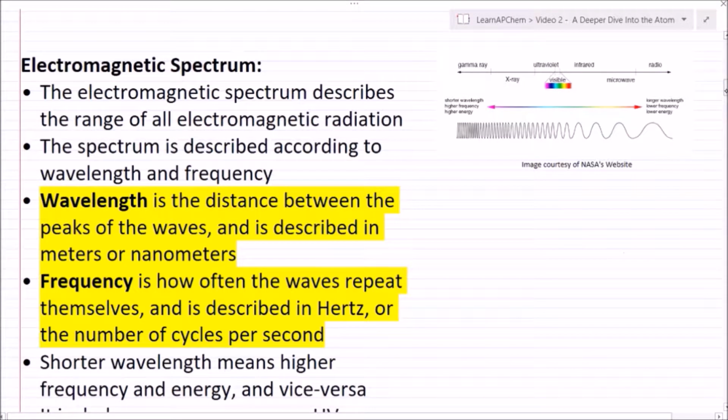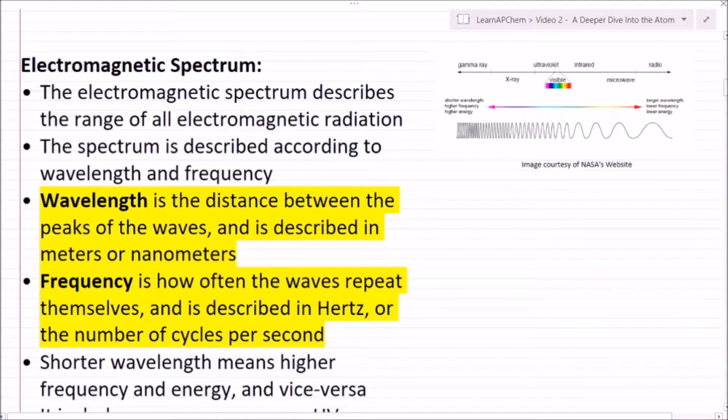Alright, so let's start by talking about the electromagnetic spectrum. The electromagnetic spectrum describes a range of all electromagnetic radiation. The spectrum is described according to wavelength and frequency. So if you see over here, we have shorter wavelengths and higher frequency on the left, and the opposite on the right.